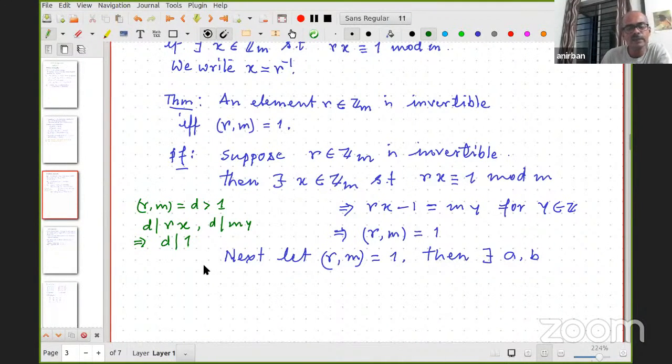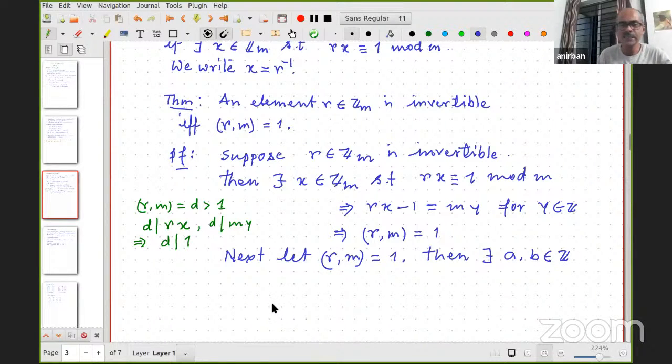So we are now going in the other direction. Suppose R and M is 1. So the GCD is 1. Then there exist A and B. So I'm just claiming this.